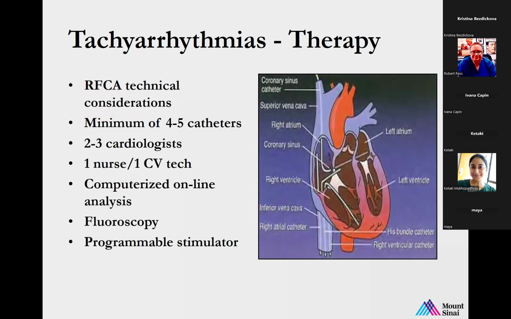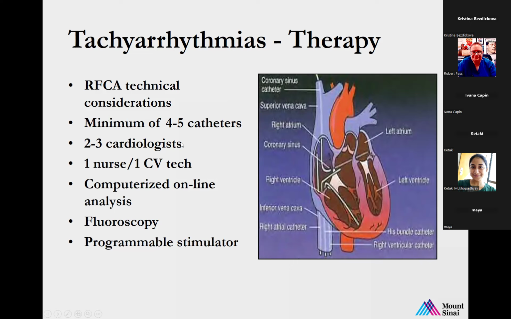So it's a complicated procedure, as many of you know, having been involved in these cases. It requires a minimum of 4 or 5 catheters. Typically, there's a catheter in the right atrium, a catheter in the coronary sinus, a catheter across the tricuspid annulus at the level of the bundle of His and AV node, and then a catheter in the RV, not to mention the ablation catheter. So it's a lot of different catheters, lots of vascular access.